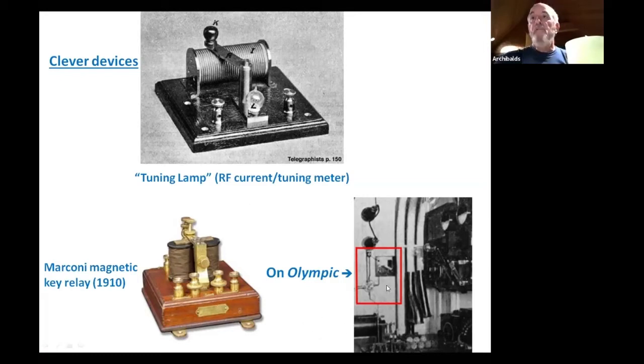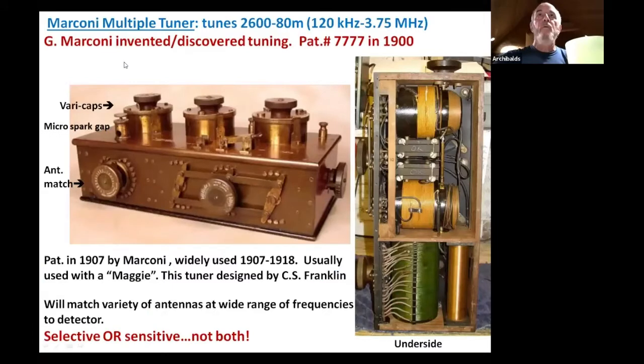And here's a photograph from the Olympic. As you'll see in a minute, there's only one existing photograph of the radio room in the Titanic, and it's pretty poor. But here actually is the earth arrestor, and here's the RF measuring device. Here's the, it's called the Marconi multi-tuner or multiple tuner.